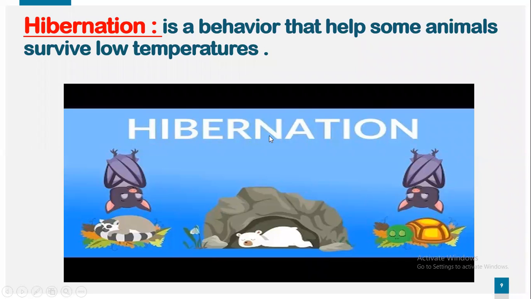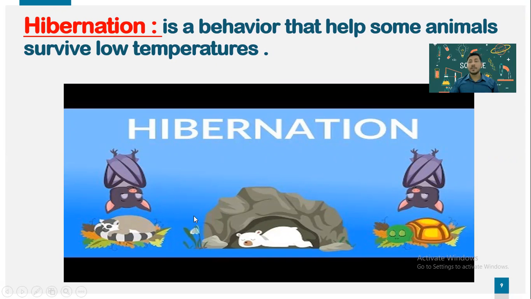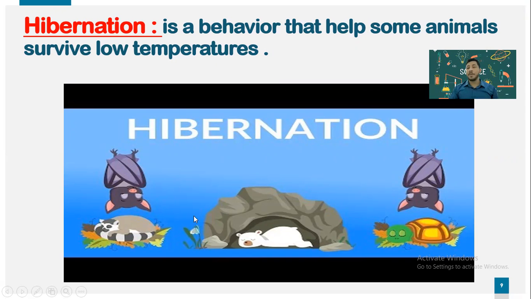Hibernation is also a behavior that helps some animals to survive low temperatures. Animals like polar bears, bats, and turtles, or even marmots, go through hibernation. It's a behavior where the animals go into caves to protect themselves in the cold winter, so they can survive in a cold winter.